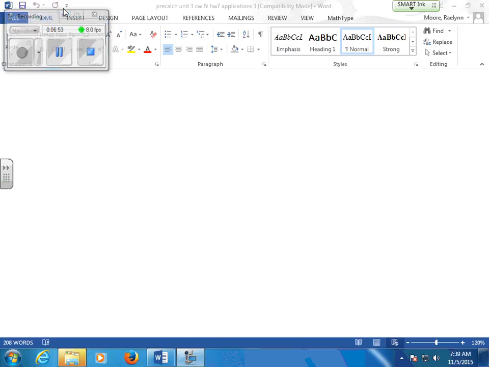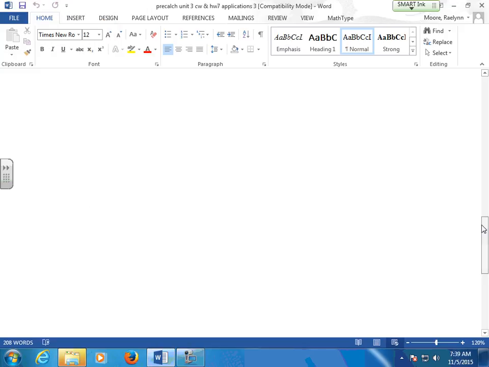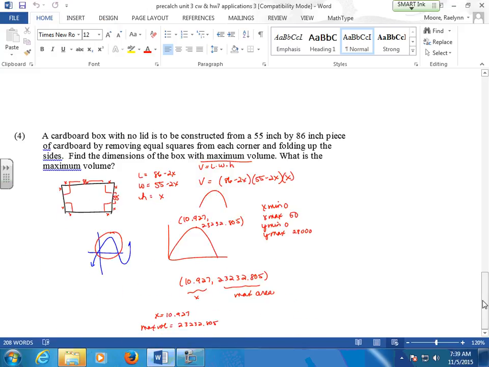All right, so let's take a look at your last one. Now, a cardboard box is to be constructed with no lid from a 55 by 86 piece of cardboard. And we're going to remove equal squares. A square has 4 equal sides from each corner. And then we're going to fold up the sides. So even if you took a piece of paper and cut out the corners, wouldn't that make it so that you can fold up the sides? Even try those to see how they work.